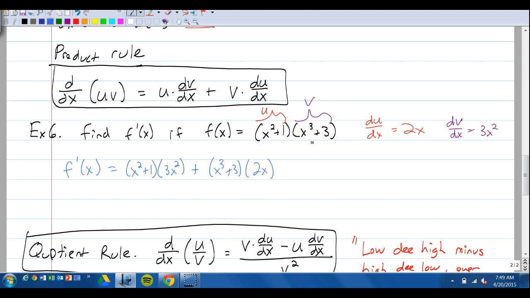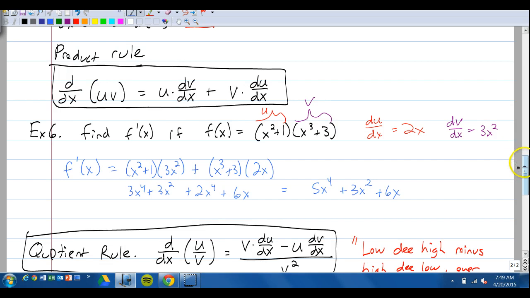Okay? As we get going to chain rule, there will be chains where you can just leave them alone. This is technically the derivative, but you also need to be able to simplify if need be. So if you need to simplify, this would be 3x to the fourth plus 3x squared plus 2x to the fourth plus 6x, which turns into 5x to the fourth plus 3x squared plus 6x. Okay? So that is how you do the product rule.